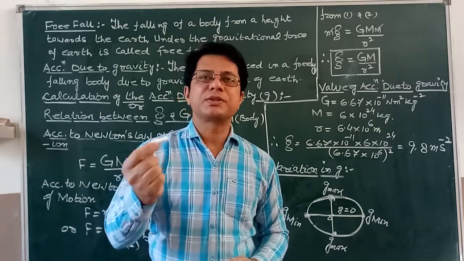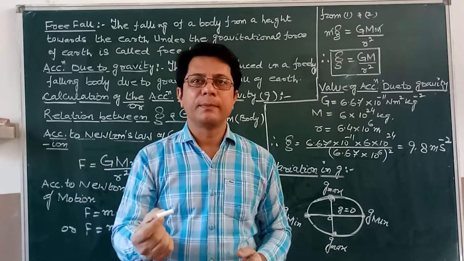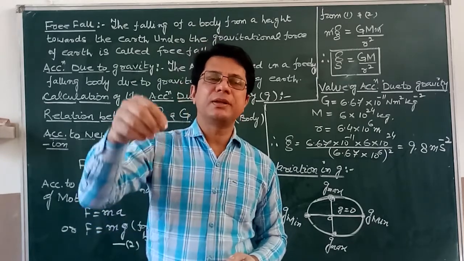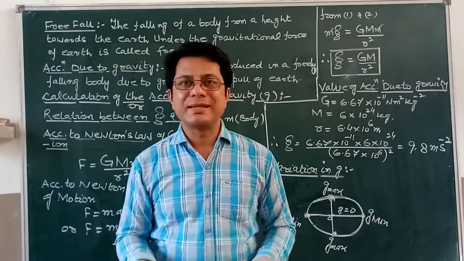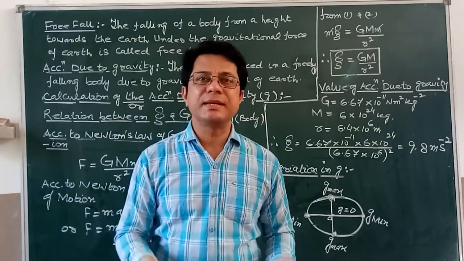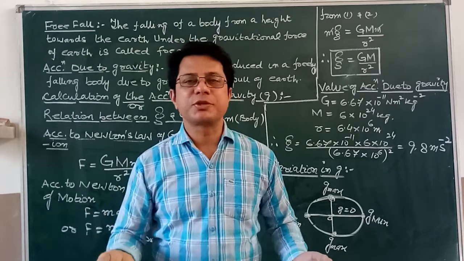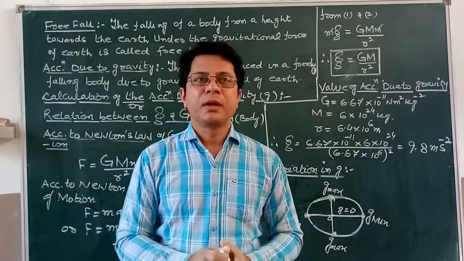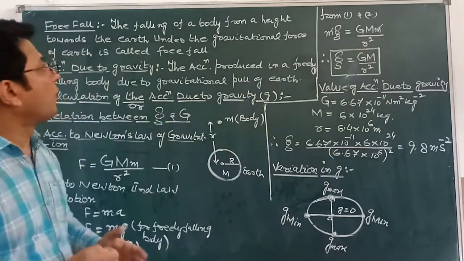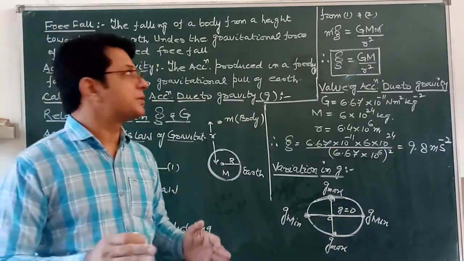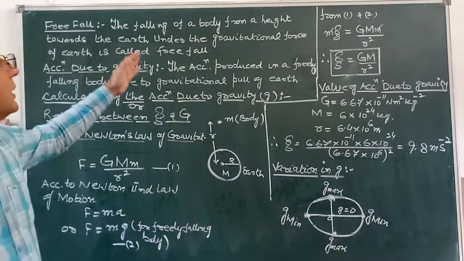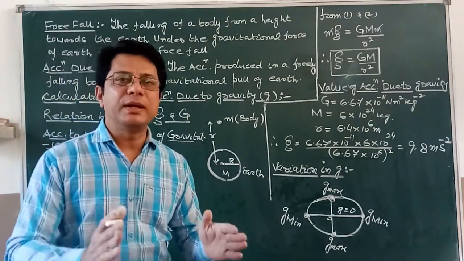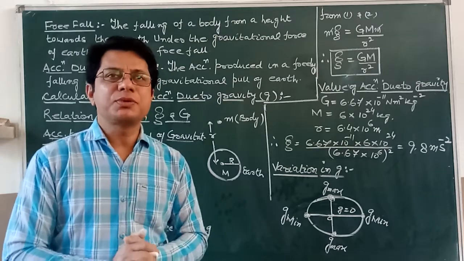So we can say this is a freely falling body and the velocity is increasing. If it is going towards the earth, it means velocity is increasing. If velocity is increasing, it means acceleration is produced. So what do you mean by freely falling bodies? The falling of a body from a height towards the earth under the gravitational force is known as a freely falling body.